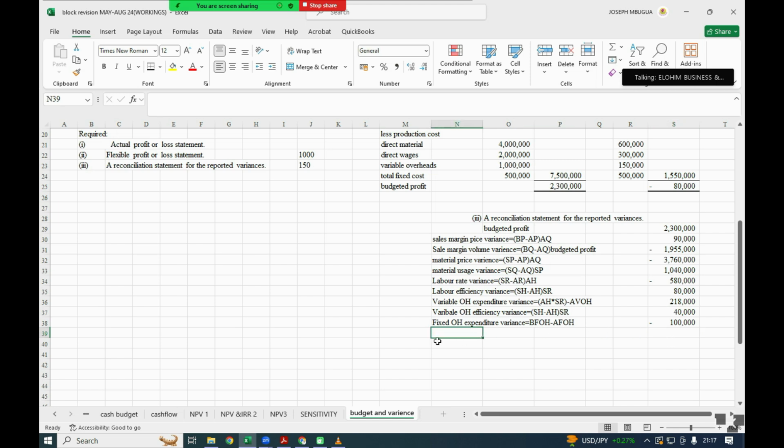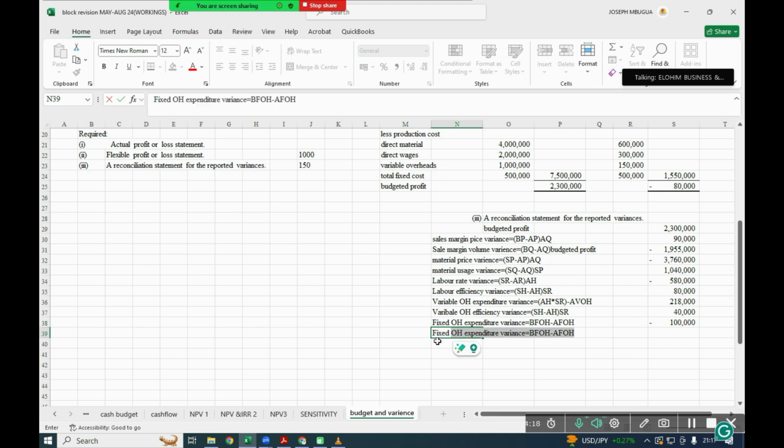And the other one is for the volume. Remember, for the fixed overhead, there are two when you're dealing with absorption. The fixed overhead volume variance. This is budgeted quantity minus actual quantity, so BQ minus AQ.